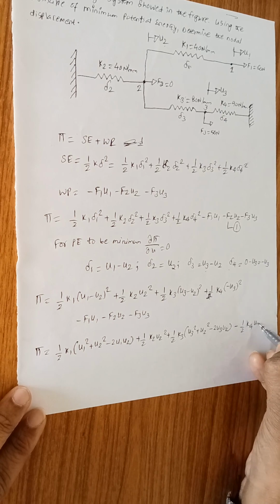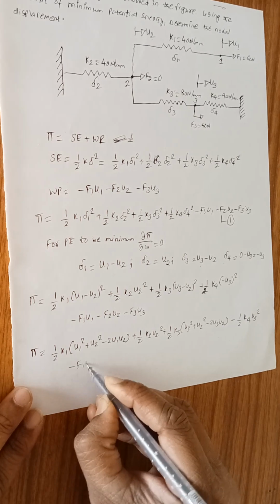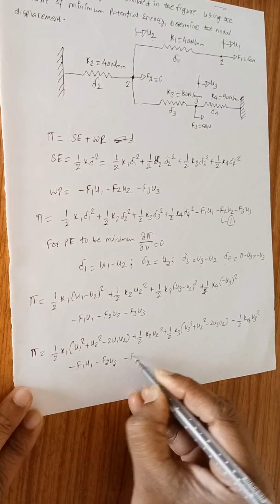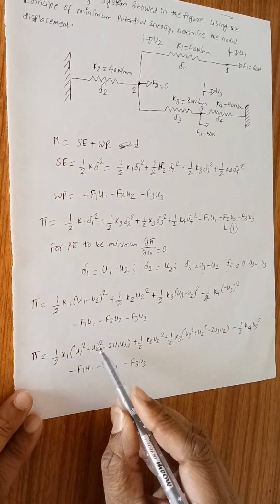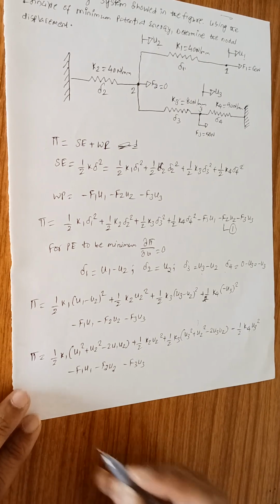k4 u3 the whole square will be u3 square. Next, minus f1 u1 minus f2 u2 minus f3 u3. Now let's try to multiply this half k1 inside this bracket, half k3 inside this bracket. So finally we'll get a bigger equation.